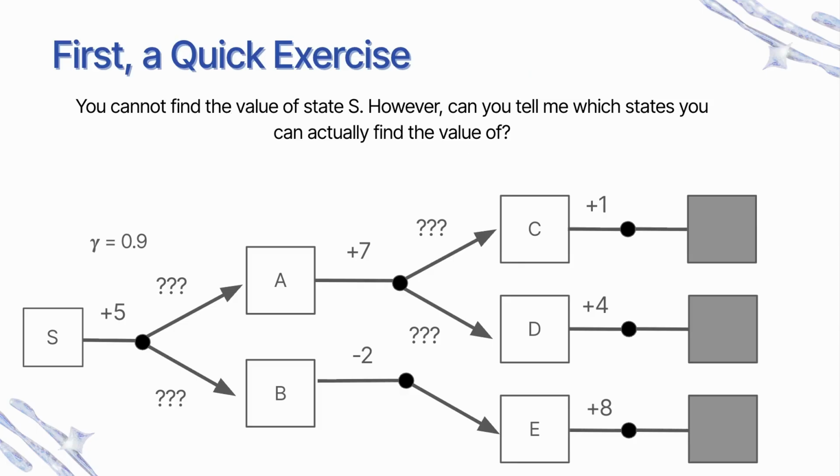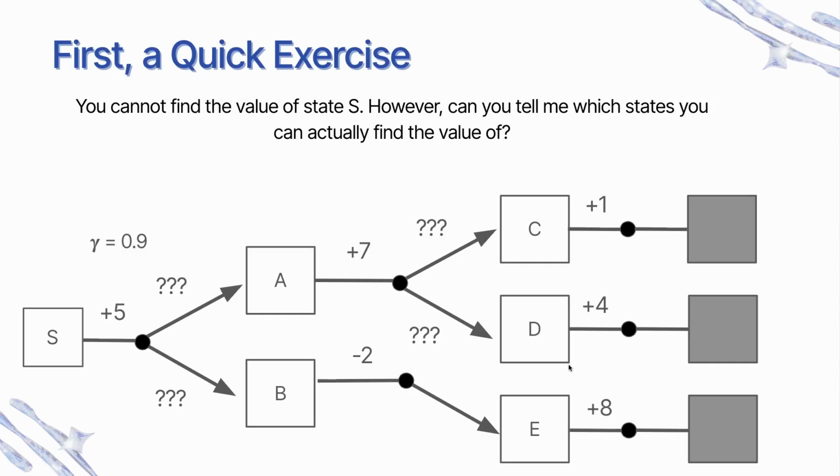Remember, the value is the total expected return you get from that state. Yeah, go ahead. Correct, exactly, right? The value of C is 1, the value of D is 4, the value of E is 8, because every time you go to C, D, or E, you'll just go to a terminal state and get these rewards.